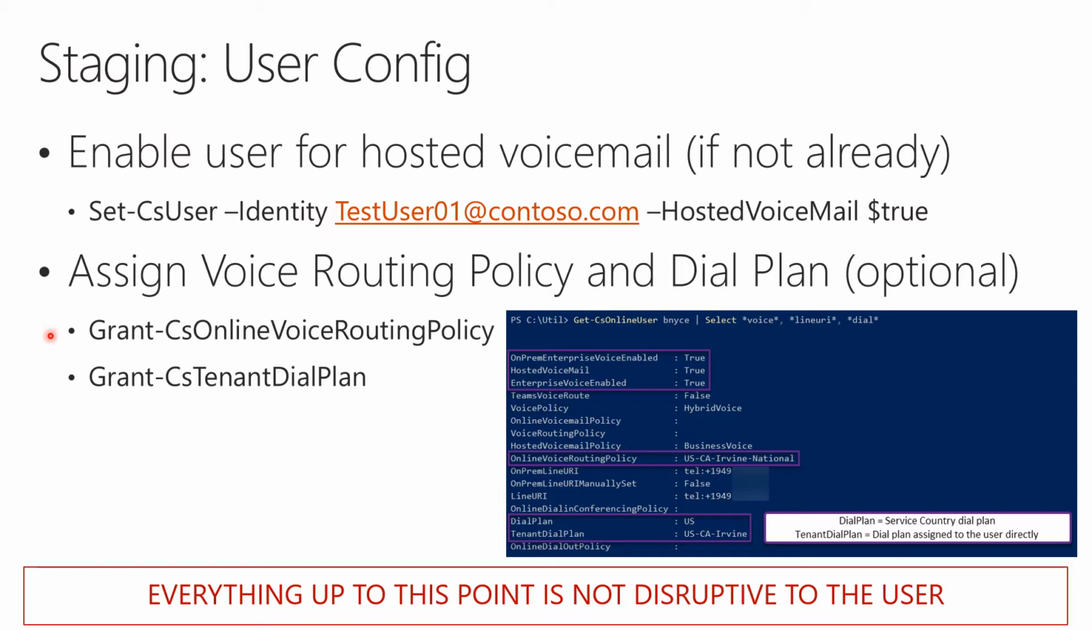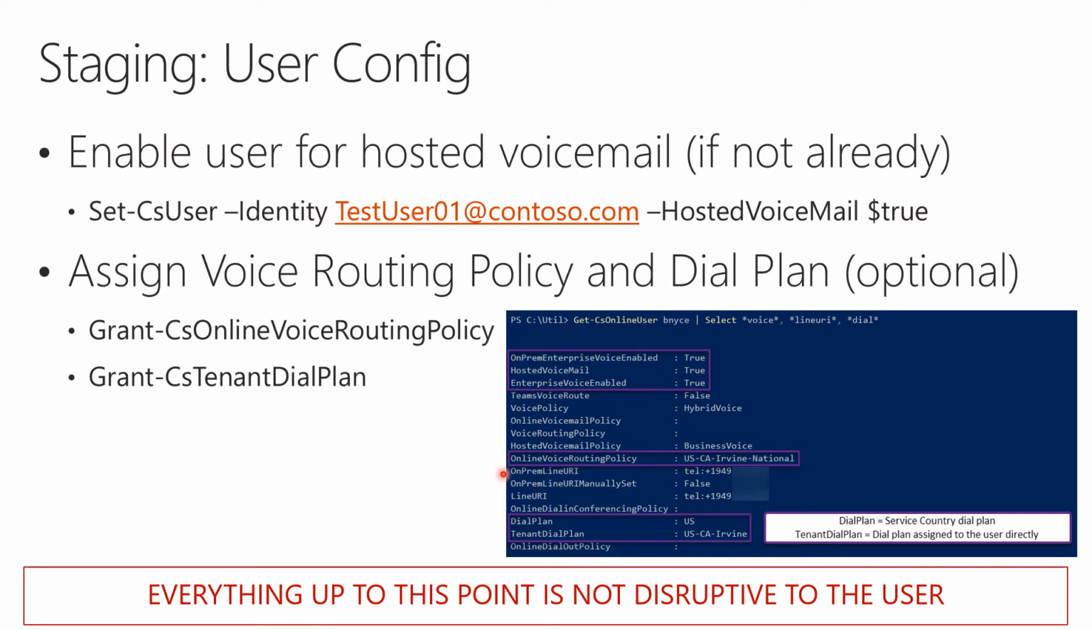At the end, when I do a quick Get-CsOnlineUser, I can see right up at the top here, boom, on-prem enterprise voice enabled is true. Makes sense because they are enabled in Skype on-prem and they're doing enterprise voice on-prem, so that should be true. My hosted voicemail and enterprise voice enabled are both true, right? So all three of these options should be true. Here's my online voice routing policy that I have assigned to this particular user as part of the Grant-CsOnlineVoiceRoutingPolicy commandlet.